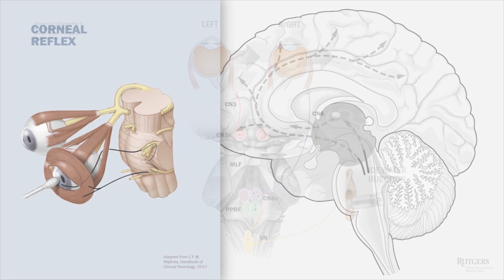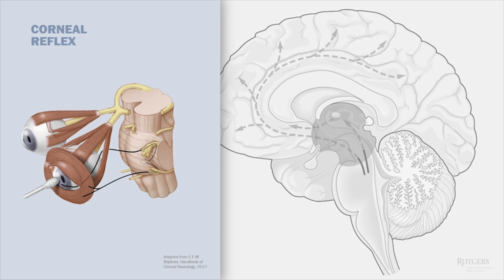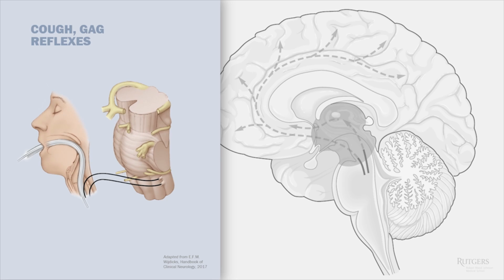The pons can additionally be tested via the corneal reflex. The corneal touch is sensed with cranial nerve 5, and the eyes respond with a blink via cranial nerve 7. Nuclei for both of those are in the pons. Cough and gag reflexes are activated through the nucleus ambiguus and the nucleus of the solitary tract. Both of those are in the medulla.